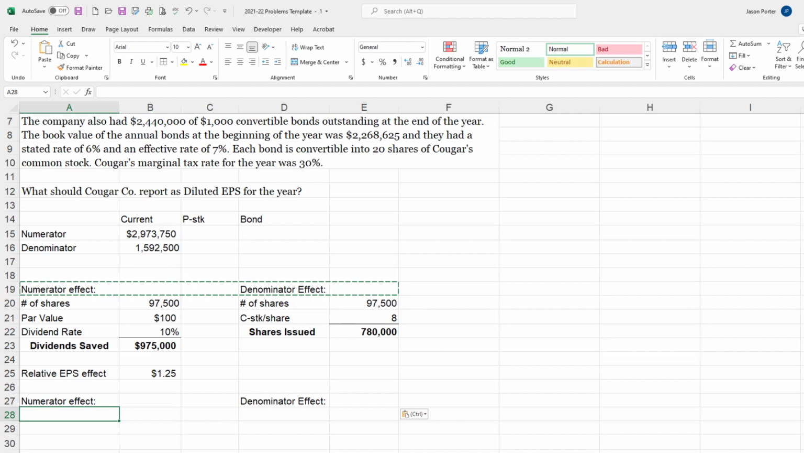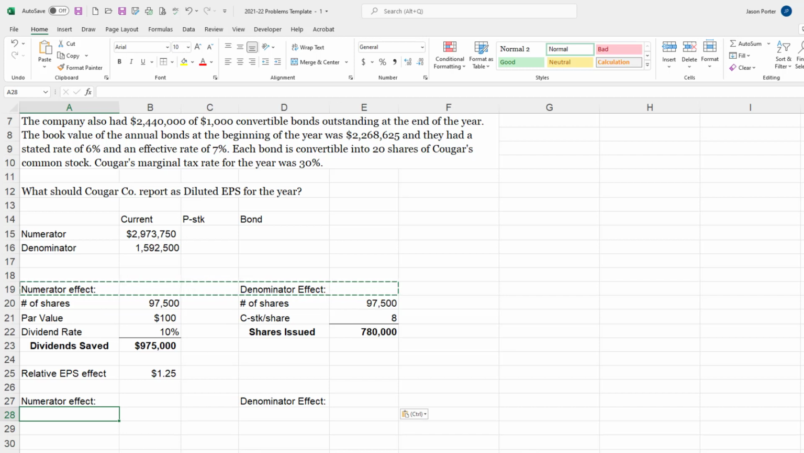So let's start with the numerator effect. The numerator effect is probably the most interesting part of this. We have to calculate what we'd save in our numerator. So that's net income minus preferred stock dividend. With the preferred stock, it was easy. The preferred stock dividend was a simple calculation.